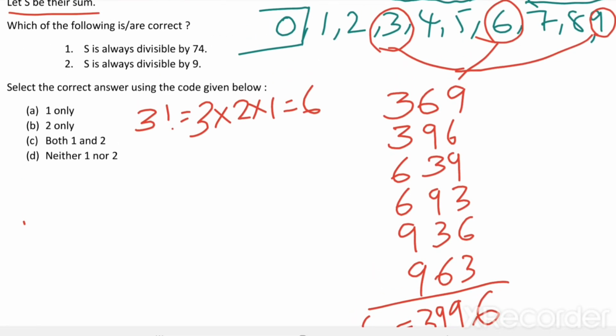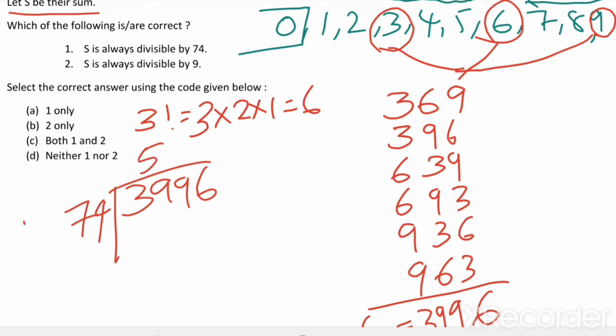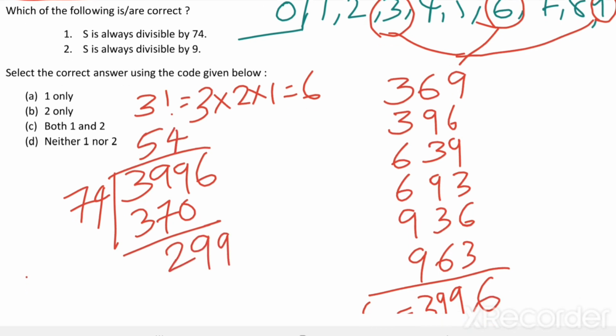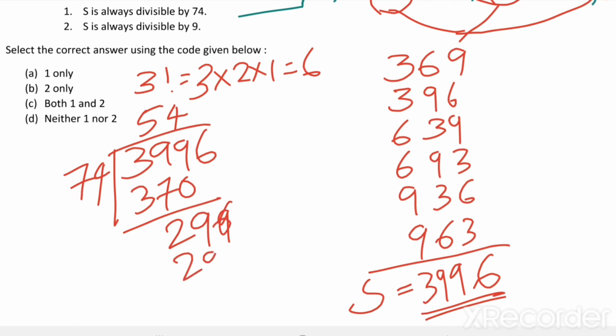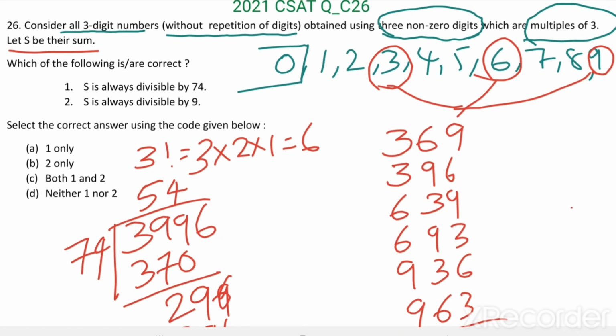Now see the first statement, S is always divisible by 74. 3996 divided by 74. 5 times 74 is 370, then 4 times 74 is 296. So S equal to 3996 is always divisible by 74. Statement 1 is correct.